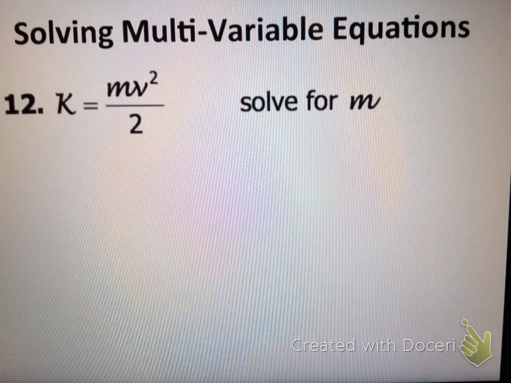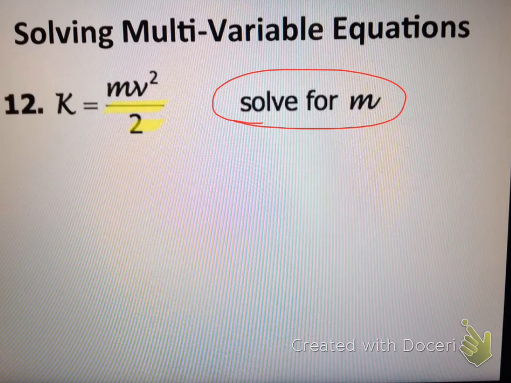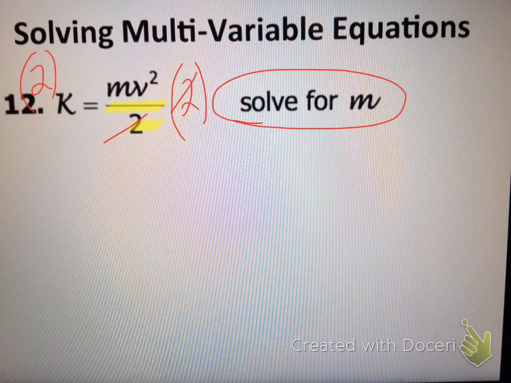Number 12 looks confusing, but again, we're solving for m, and this problem is a lot the same as 10 and 11. We're going to use two steps to solve this problem. The first thing we need to notice is that we are dividing by 2. So to undo the division, we first multiply on both sides by 2. That cancels our fraction out, and it leaves us with 2k is equal to m times v to the second power.